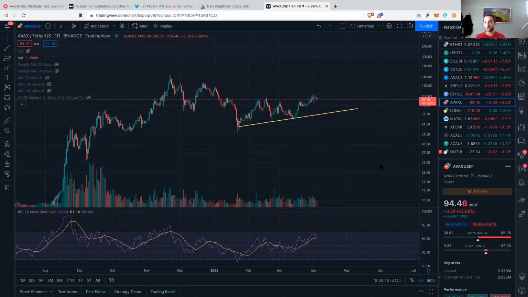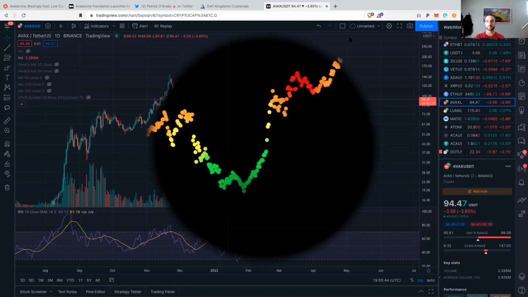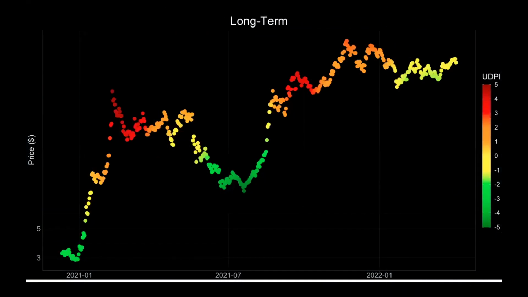So the next question is, what does the UDPI have to say about this? The upside downside potential indicator, which is our risk indicator here. Let's take a look at the UDPI for Avalanche. So here's the long-term UDPI for Avalanche. Each dot on this chart represents a day, and each day is color-coded by long-term risk. When you see red, that means high risk from a long-term perspective. And when you see deep green, that means low risk and a lot of upside potential at that point in time.